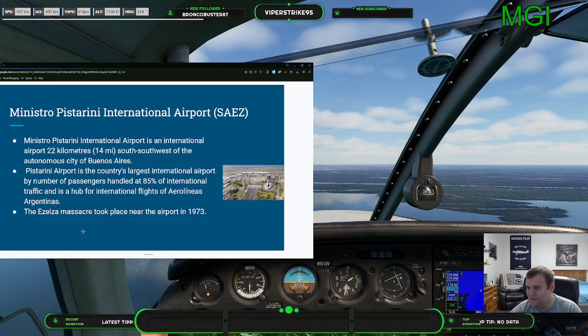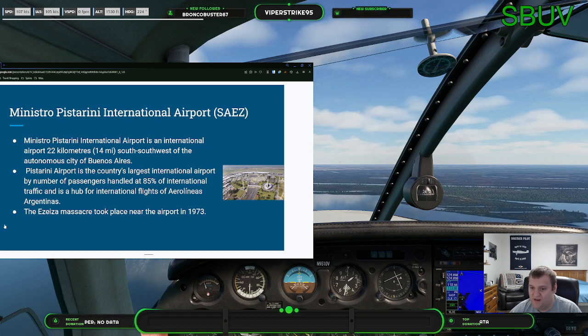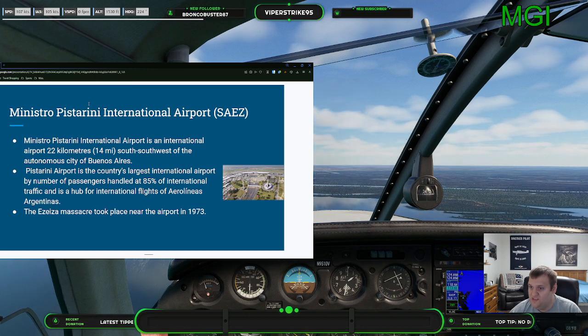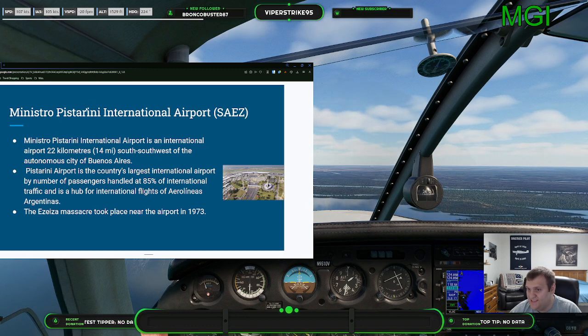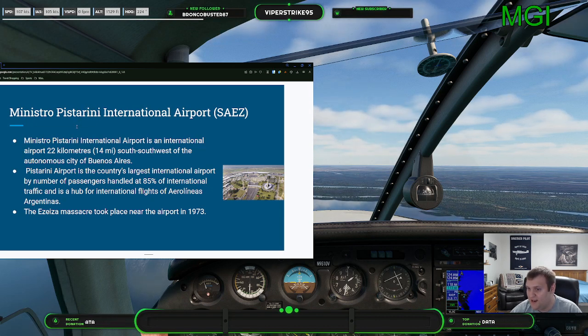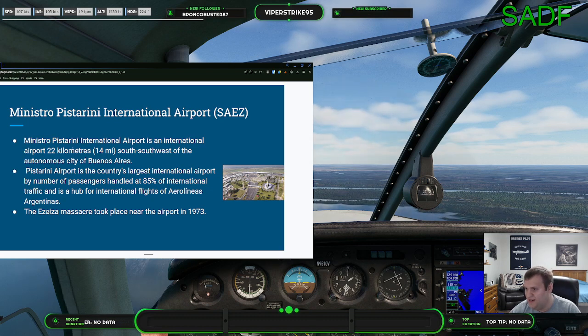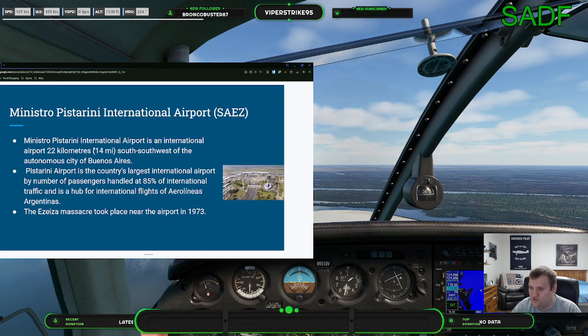And then the final site for today is going to be Buenos Aires' main international airport, and it's one of two main airports. The one we're going to be visiting today is the Ministro Pistarini International Airport. It's also known as Ezeiza International Airport. It's one of the two main airports serving the city, the other one being the Jorge Newbery Airport, but this is the largest international airport for international traffic and hub for international flights.